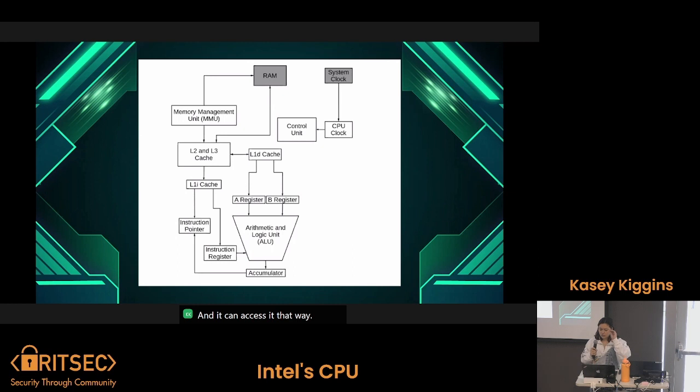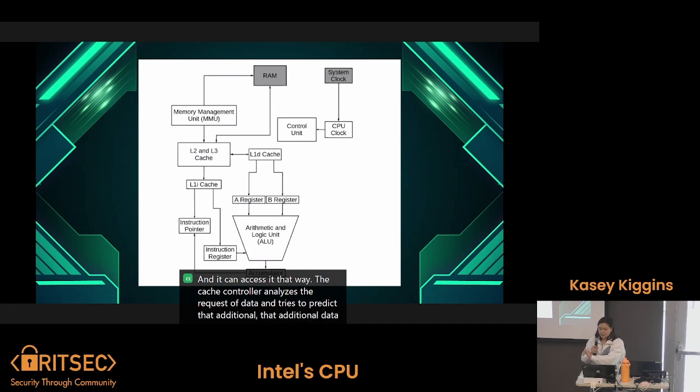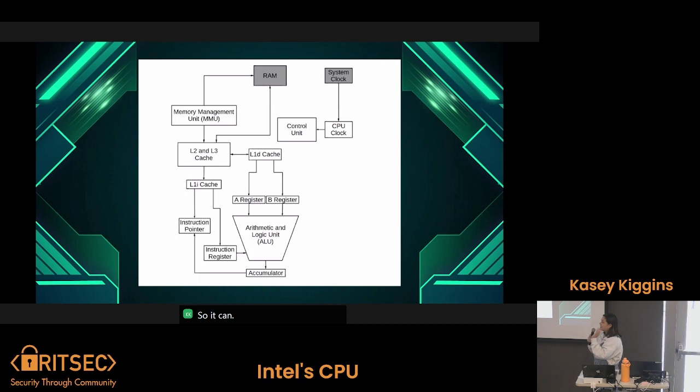The cache controller analyzes the requested data and tries to predict additional data from the RAM, so it can load that additional data to the cache in case it doesn't have it already. But that's only if the information is not inside the cache already.